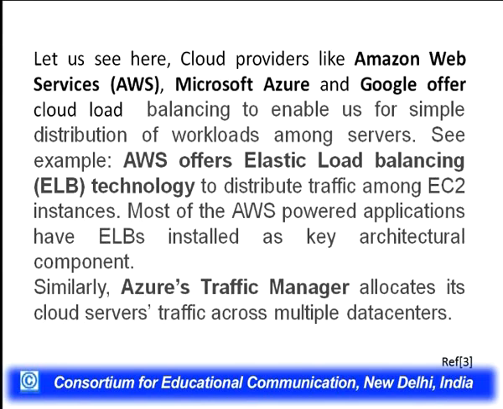Similarly, Azure Traffic Manager allocates its cloud server traffic across multiple data centers. So if you have multiple data centers, then Azure Traffic Manager allocates its cloud services so that it can make the traffic smooth, and AWS offers ELB technology. ELB technology is used to distribute the traffic among the EC2 instances. Most AWS-powered applications have ELB installed as a key architectural component.